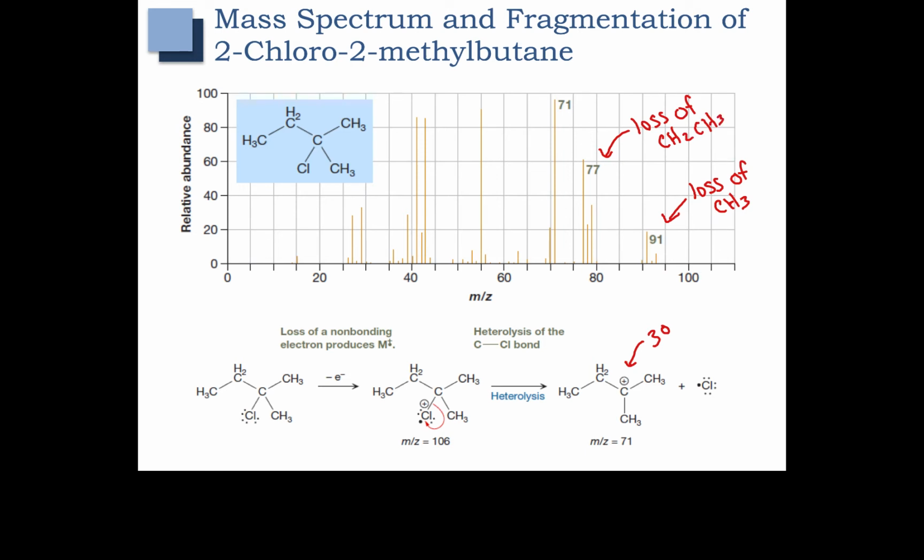These are formed when the molecular ion undergoes alpha cleavage to lose any of the groups that are attached next to it. So for example, it can have this ethyl group fall off, this methyl group, or this methyl group fall off.